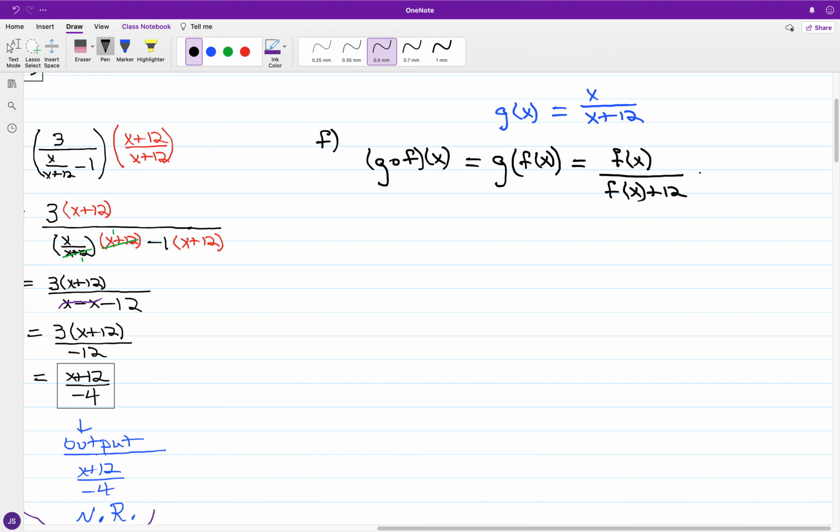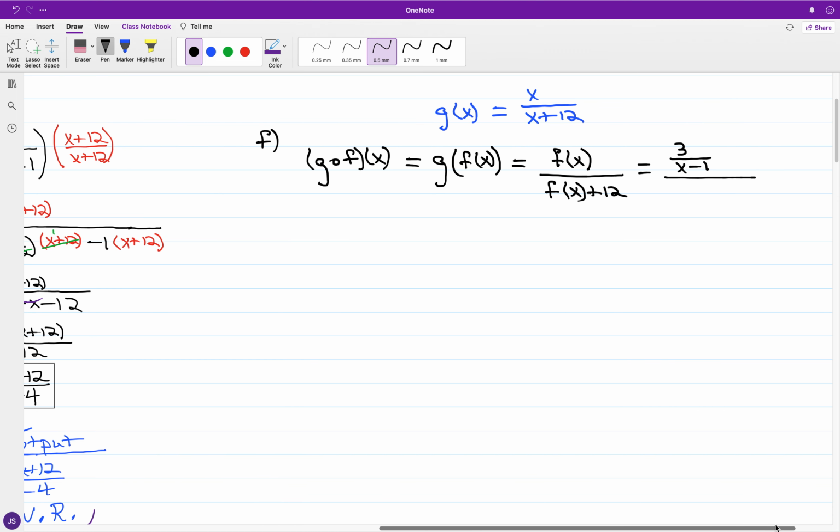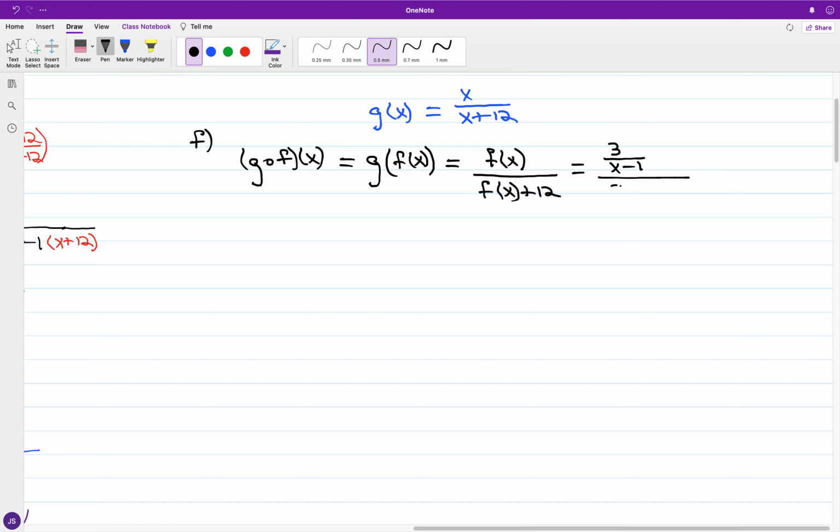And just filling in now for that upon which f of x is set equal, again, we have 3 over x minus 1. And we have all over 3 over x minus 1 plus 12.